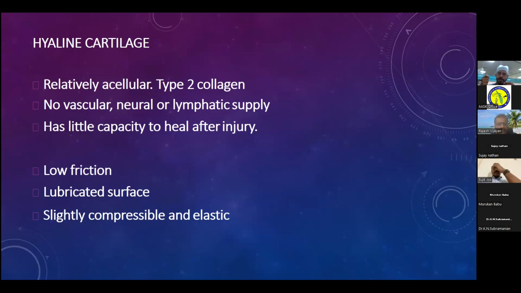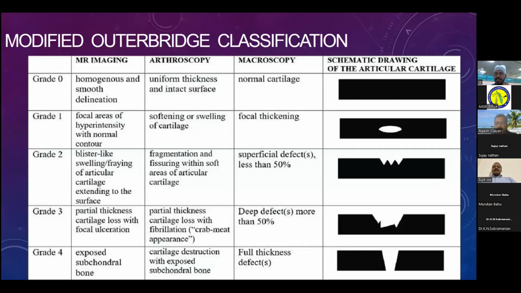When you probe arthroscopically, you can see that the cartilage is slightly compressible. And this is the modified Outerbridge classification. This classification provides just an outline of what you can have as a cartilage lesion. Grade 0 on MR imaging shows a homogeneous and smooth delineation. In arthroscopy, it shows uniform thickness and an intact surface. It's a normal cartilage.